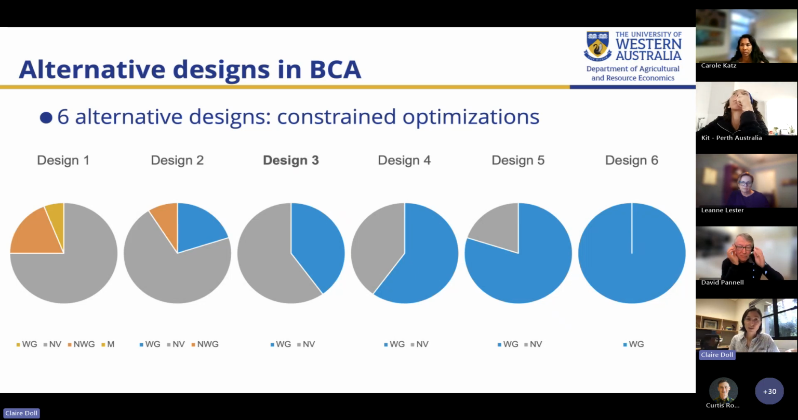Now, the remaining ground covers in these 6 different designs aren't randomly selected. They're made up of what we're calling a constrained optimization. So that is the remaining combined ground covers that make people happiest on average. And you can see that in all of the designs that are not 100% watered grass, that includes a substantial proportion of native vegetation. And at the lower end, designs 1 and 2, it also includes some non-watered grass and even mulch in the case of design 1.